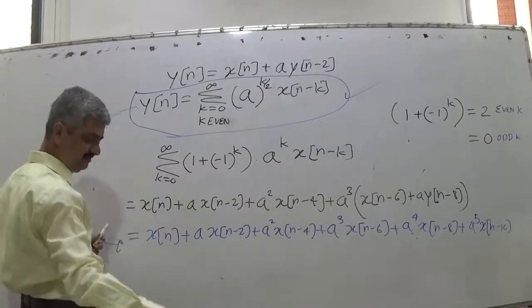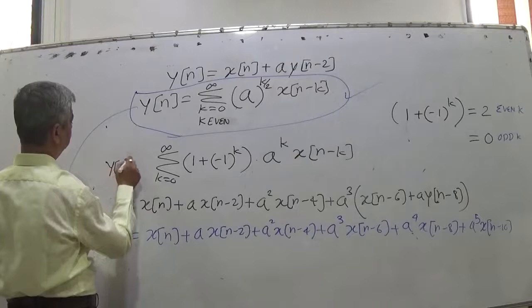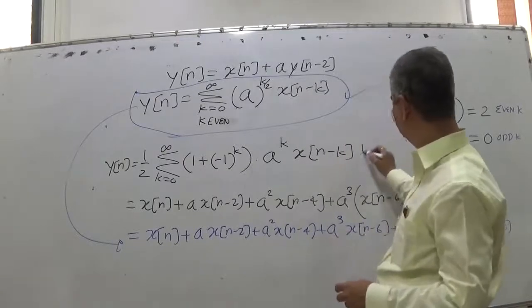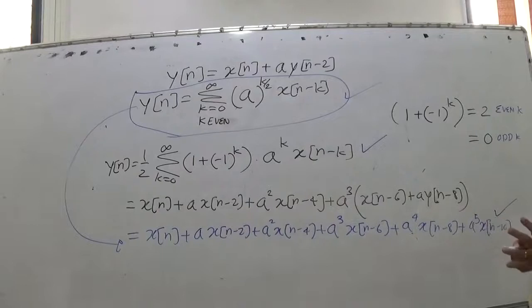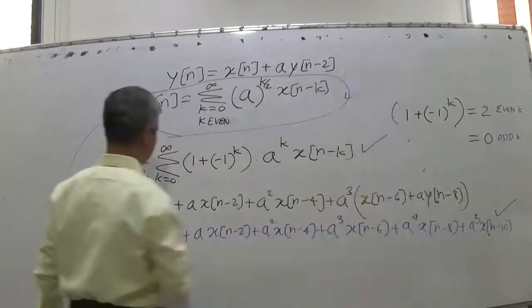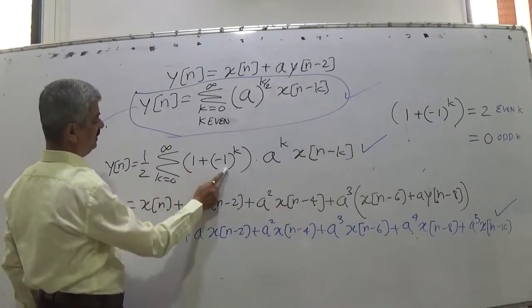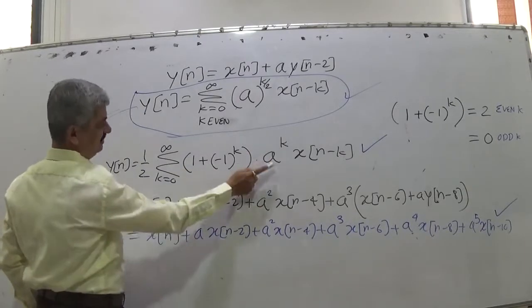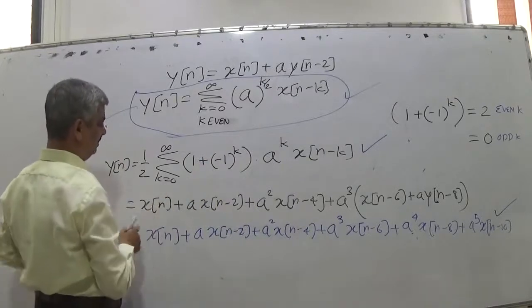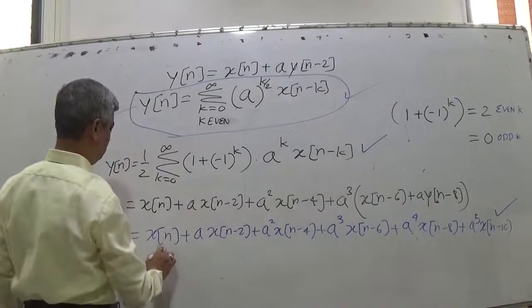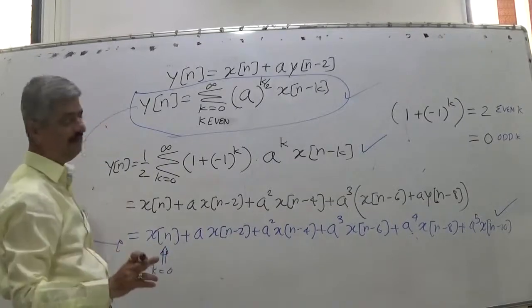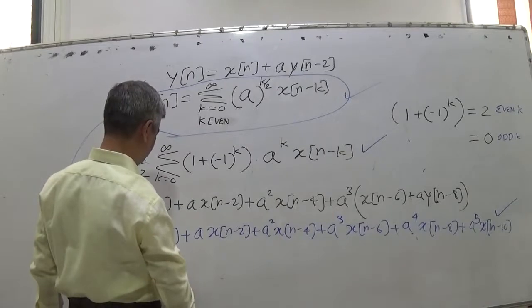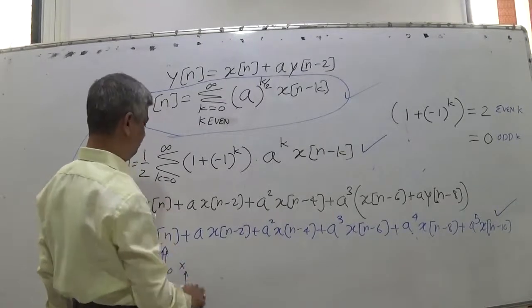So we can verify this. Tell me whether this expression matches with this answer. What will happen if k is 0? In that case, this will become 1 plus 1, that is 2, and with the half that is 1, and a raised to k is 1 since k is 0. So for k equal to 0, the term is present. For k equal to 1, this becomes 0, so for k equal to 1 the term disappears.